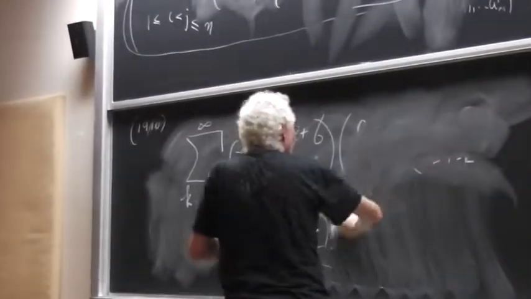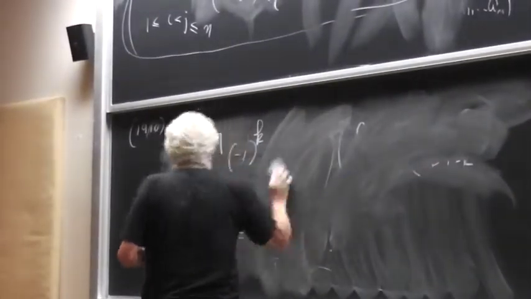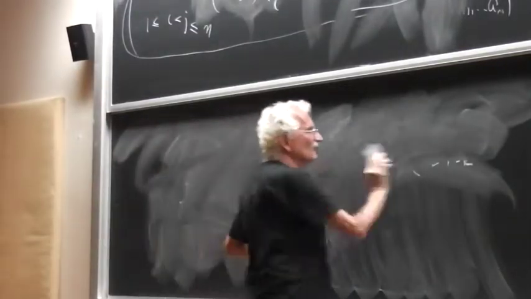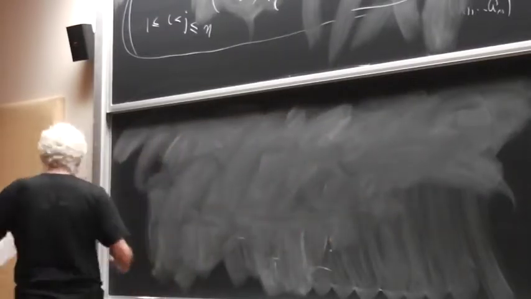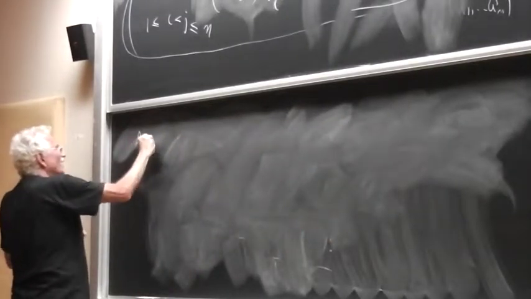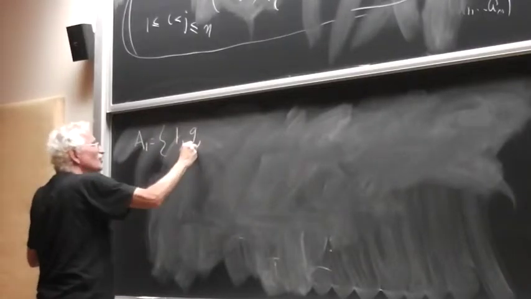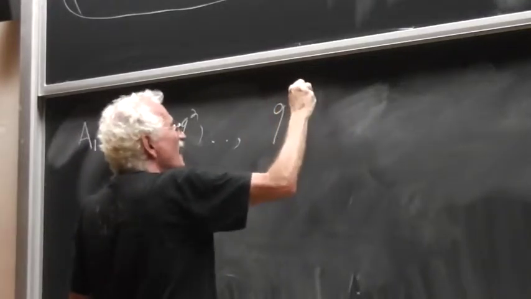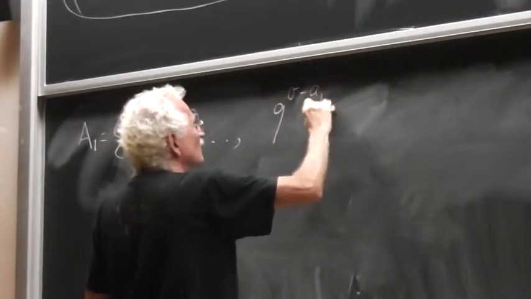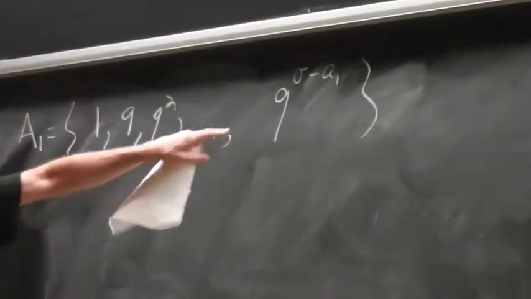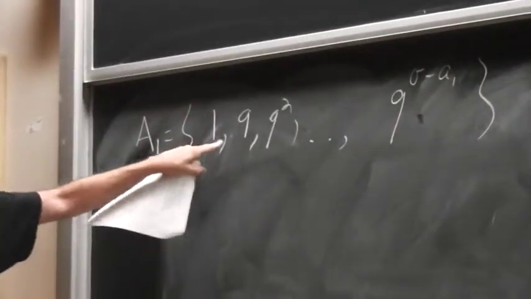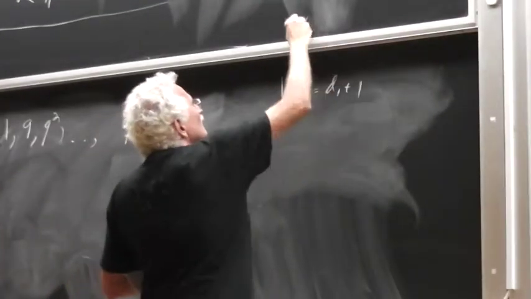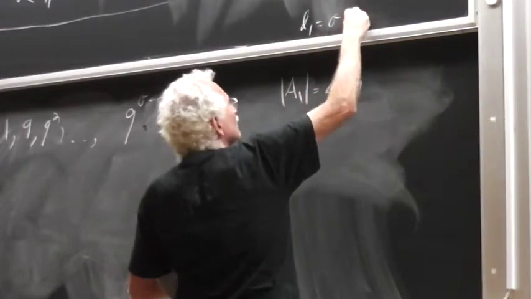Here is the choice of A1. And the rest is routine multiplication. In fact, my computer can do it. The paper has the details. So A1 is the set 1, q, q squared, up to q to the sigma minus a1, what I call d1. Of course, if you start with 0, the cardinality of A1 is d1 plus 1, where d1 is sigma minus a1.